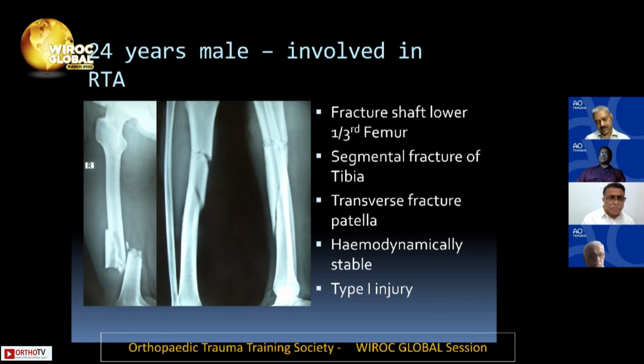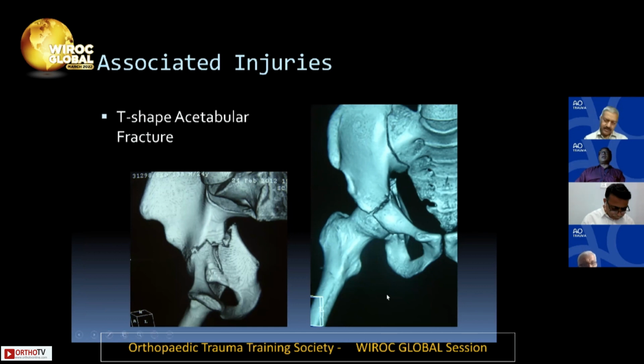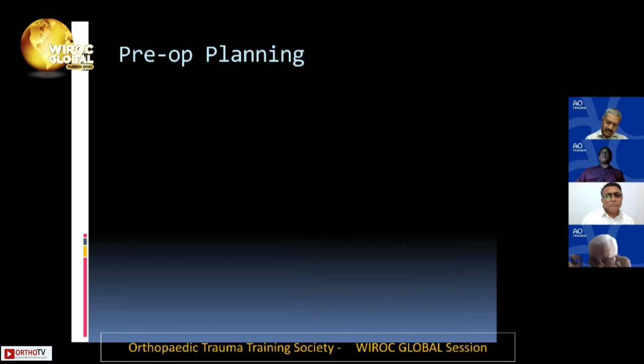But also, as I said, with this type of high velocity trauma, you should also look for other associated injuries. And this patient also had a T-shaped acetabular fracture. So that also we had to keep in mind, because depending on what fractures or injuries are there, you have to take into consideration the positioning of the patient while operating. So that's what we look at.